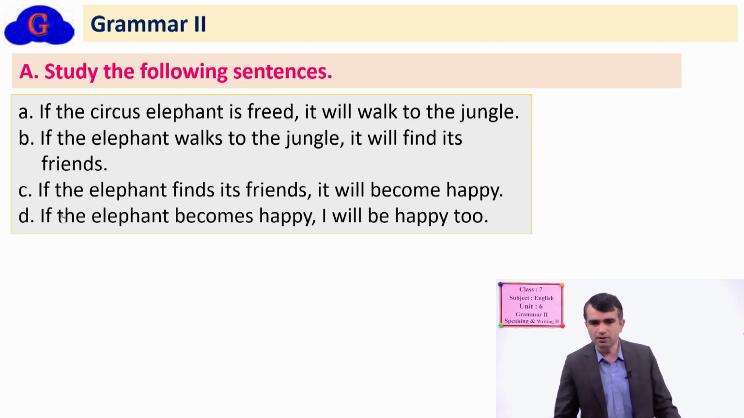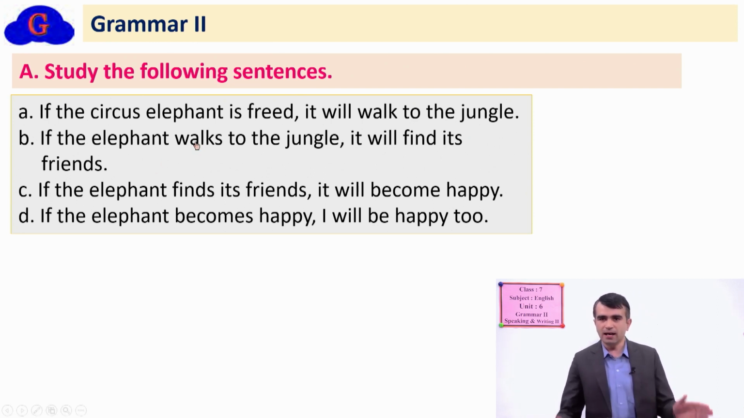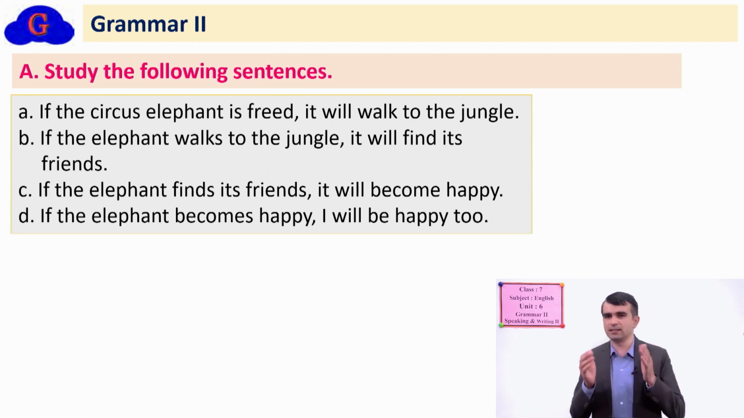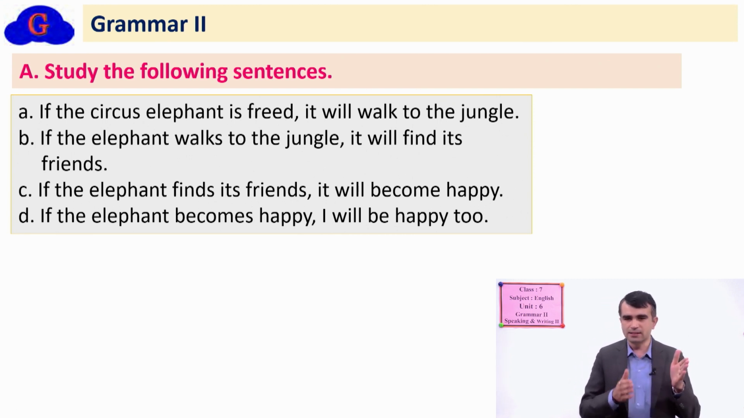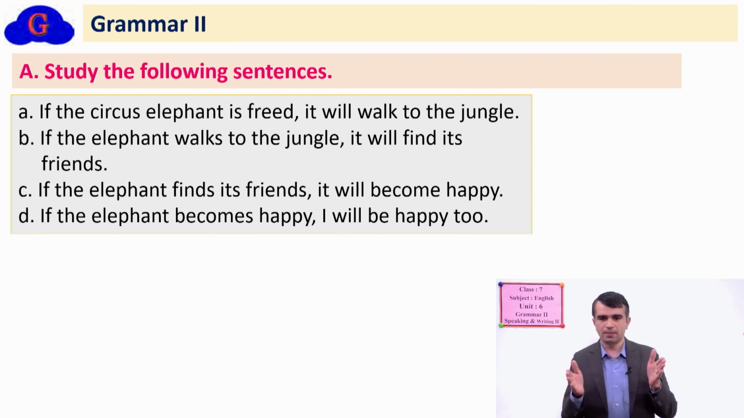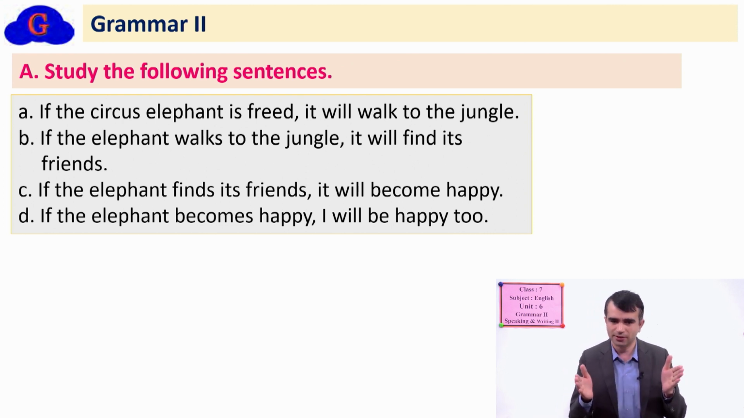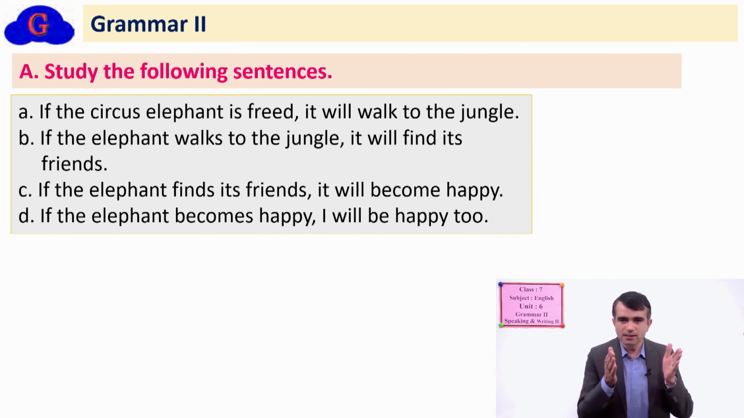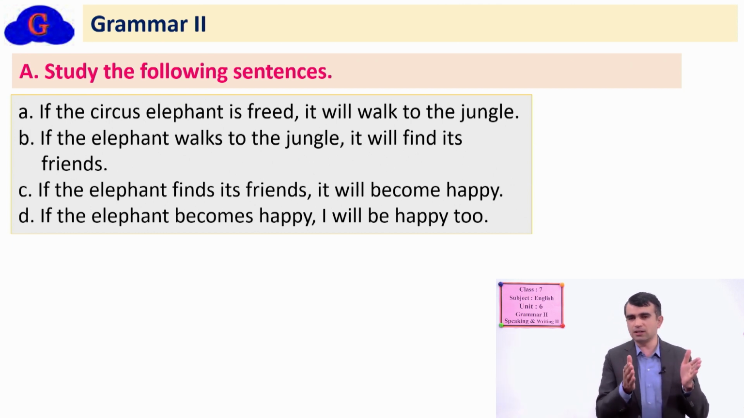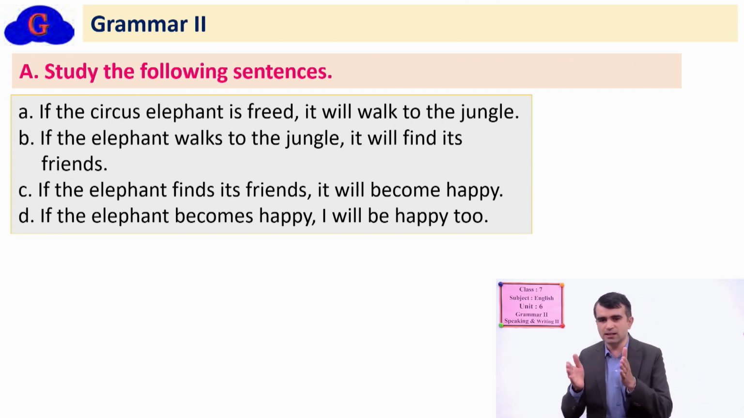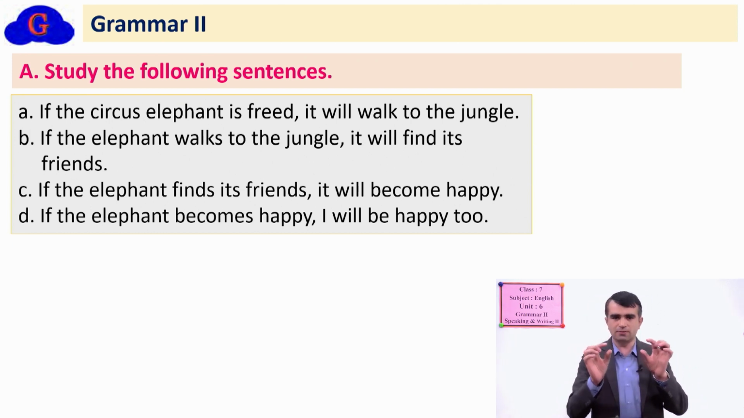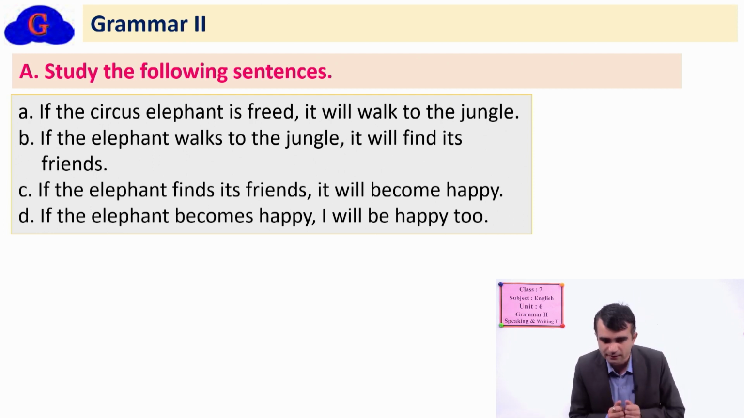Well, here you can observe the sentences. There are 2 parts in these sentences. First part before the comma and second part after the comma. Now what structure is used in the first part and what structure is there in the second part? Just observe and find it. What tense is used?